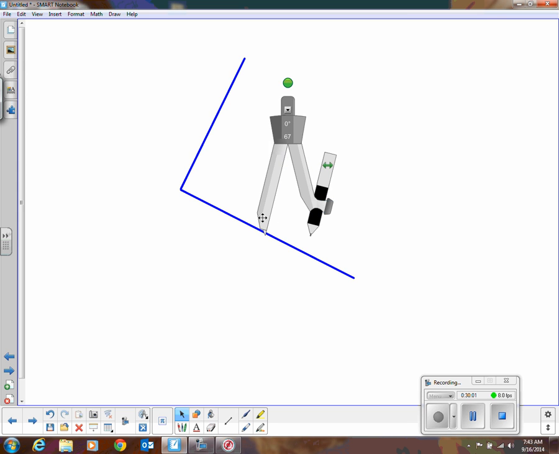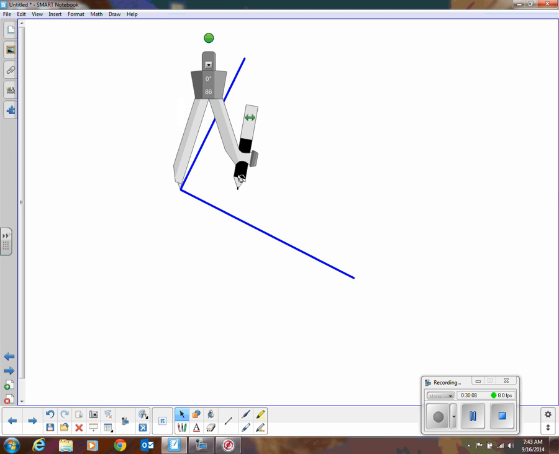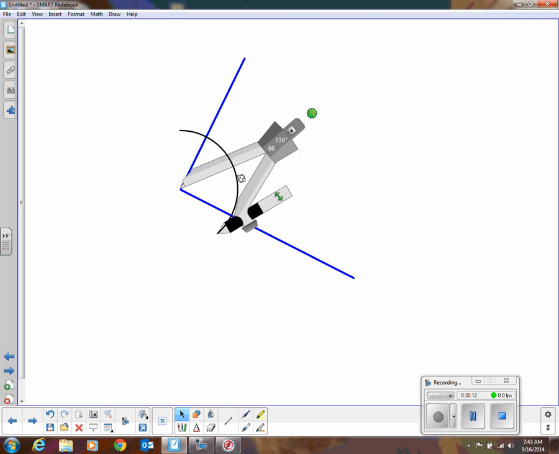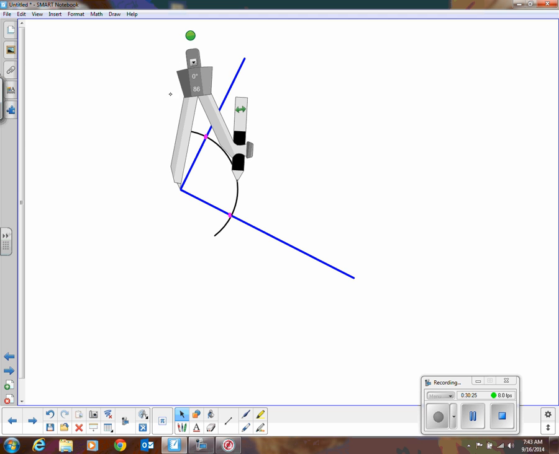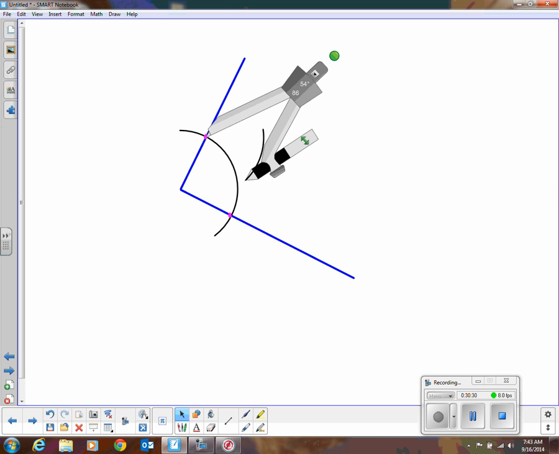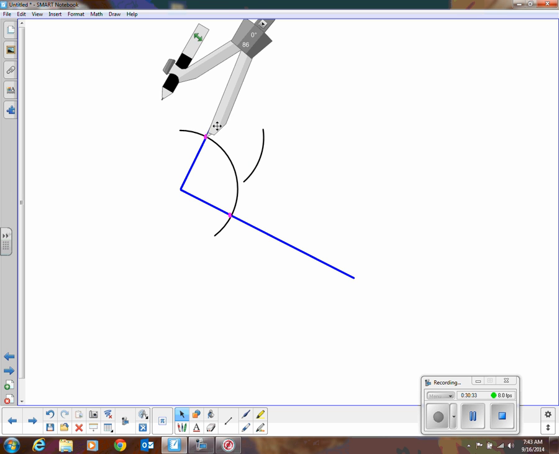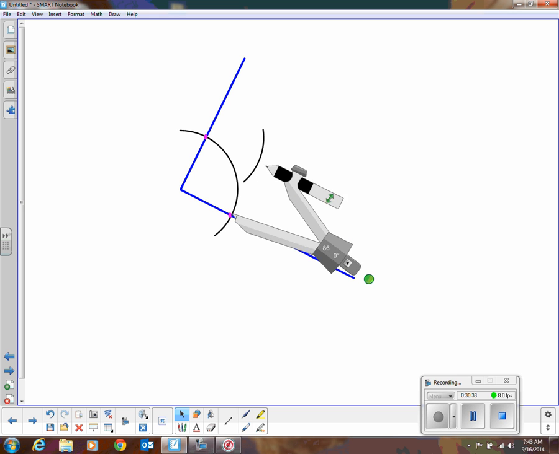And we're going to put the compass point on the vertex. Once we get our compass point on the vertex, we're going to draw an arc that intersects both sides of the angle. So, this is a hot spot. This is a hot spot. Means that's where your compass point's going to go next. So now we're going to put our compass point here. And we're going to make an arc. And then we're going to put our compass point here on the other hot spot, and we're going to make an arc.